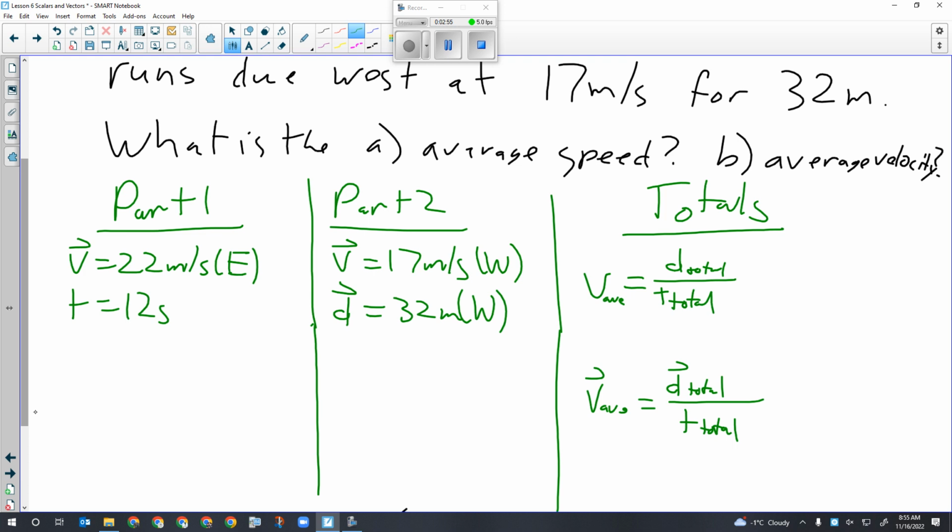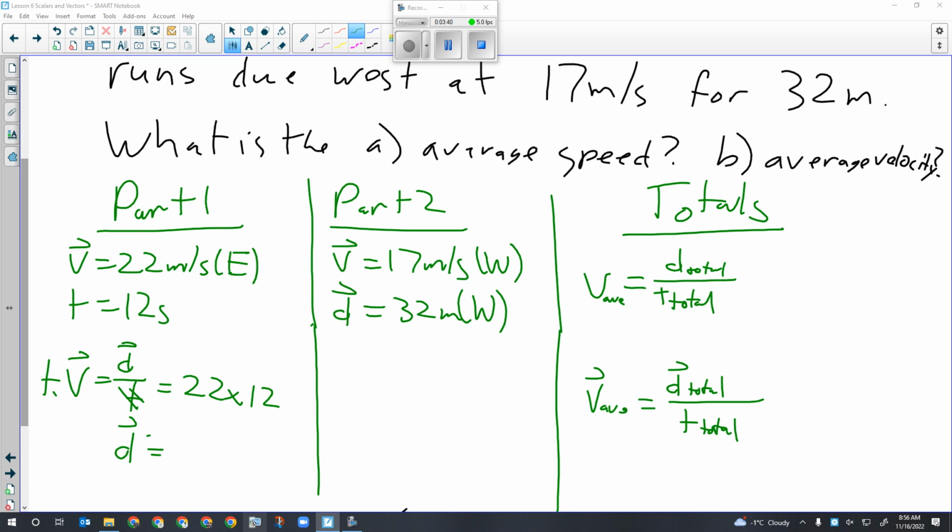Okay, so I don't have the displacement for part 1, which makes it hard to get the total displacement. And I don't have the time for part 2, which makes it difficult to get the total time. Can I get those two things that I'm missing? Yeah. It just means I have to do some intermediate calculations. If I don't know what D is for part 1, that's fine. I can calculate it because I know that v equals d over t. And I just need to solve for d. So I'm going to multiply both sides by t, and I'm going to have 22 times 12. And that will give me my displacement.